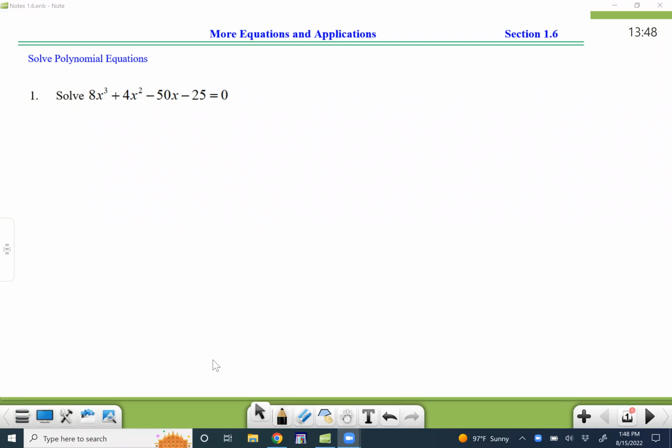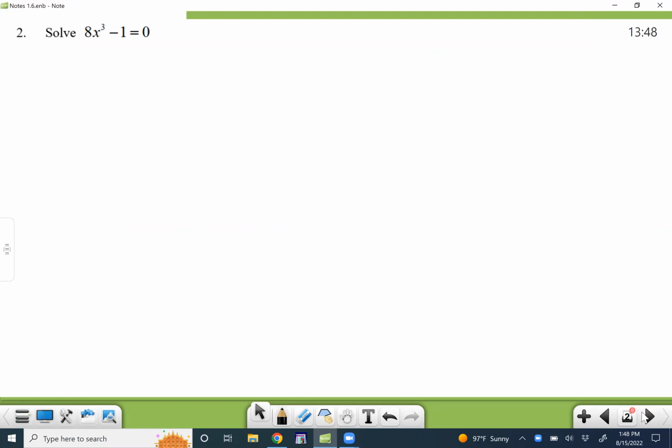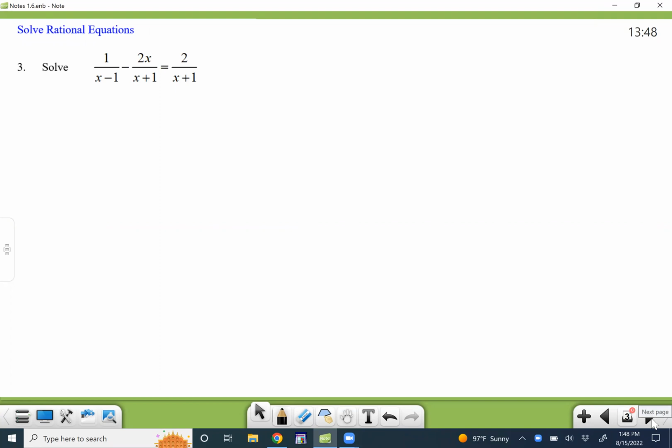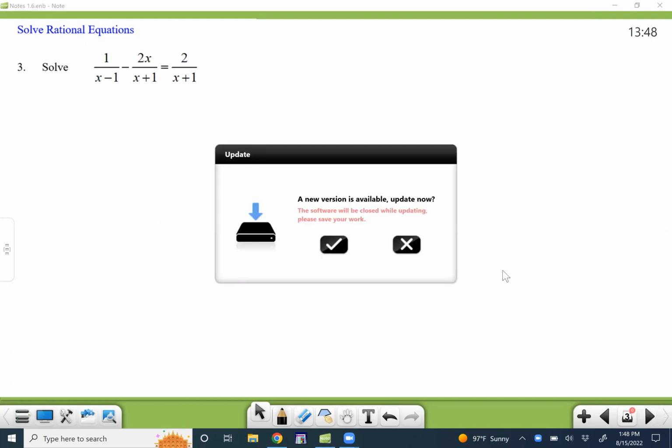All right, welcome everybody. So today we're going to continue to solve equations. Some of them will be degree 3, as you can see in this particular example, and I believe the next one. And it's kind of a smorgasbord of things. We've got rational equations tossed in here, absolute value equations, radical equations.